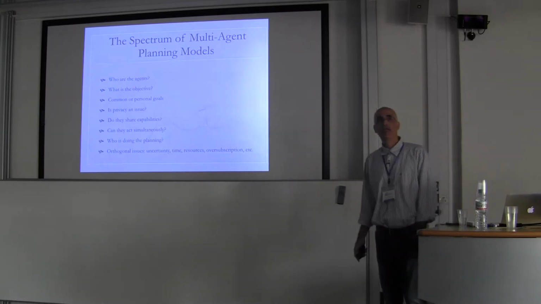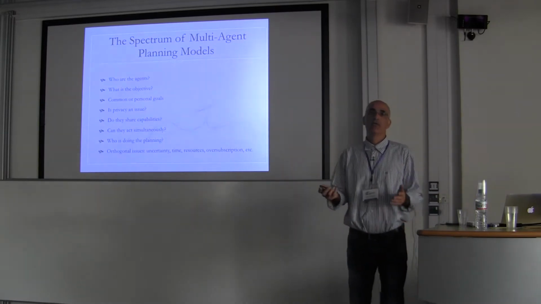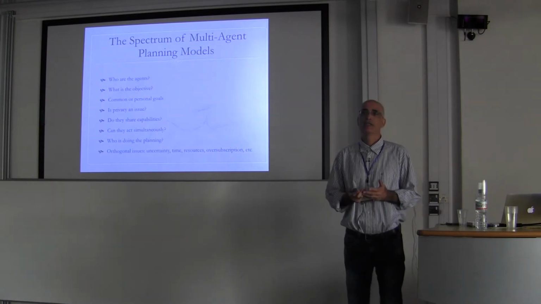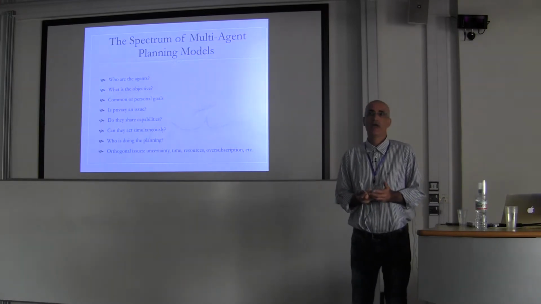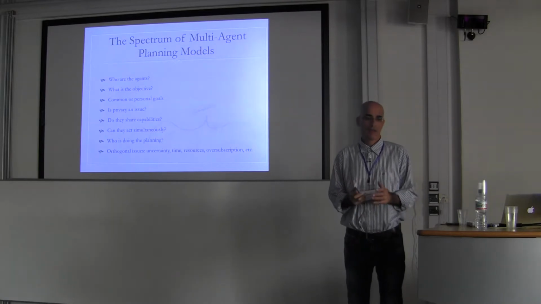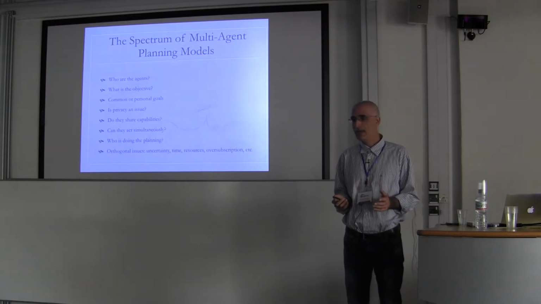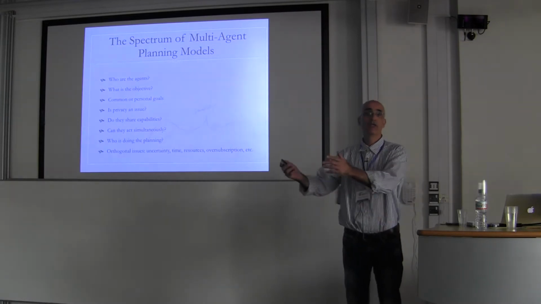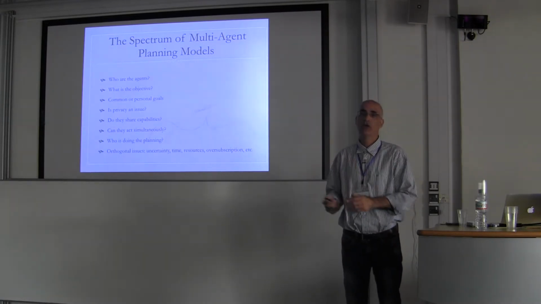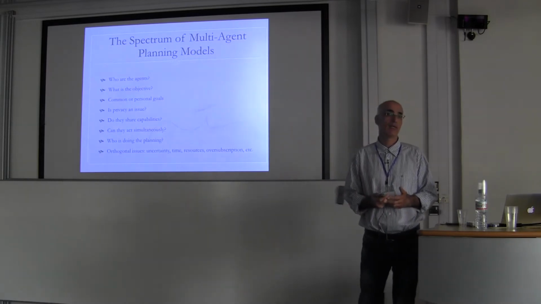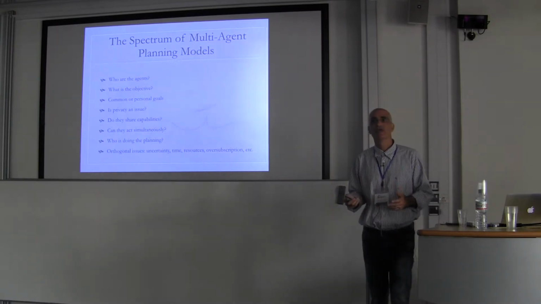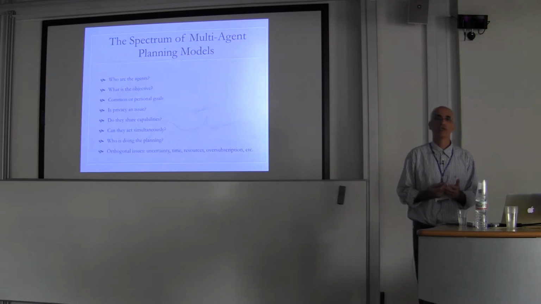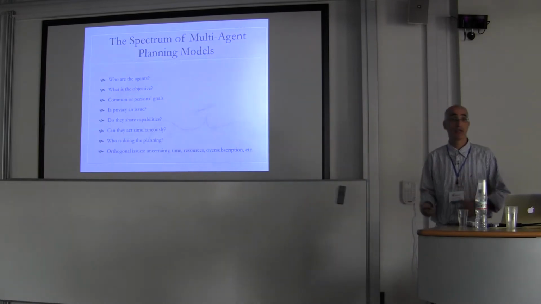Can they act simultaneously? In some cases, when agents act simultaneously, their actions interact. We know how to describe an action of a single agent, but what happens if I perform an action that we know how to describe, you perform another action that we also know how to describe, and we do it at the same time. The result may not be the aggregation of the results of the two actions separately.